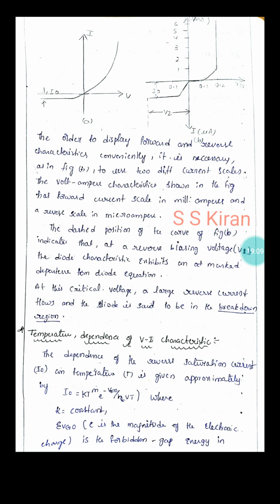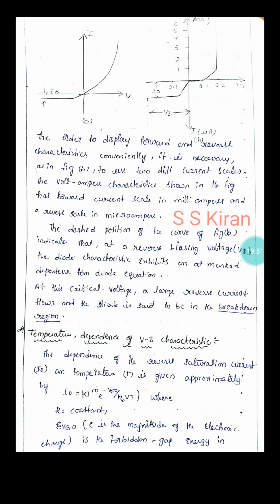The final point of these characteristics: microamperes of current is expected in reverse bias, and milliamperes of current is expected in forward bias. In forward bias, the diode is in the on condition. In reverse bias, the diode is in the off condition. At some stage in reverse bias, we can expect some reverse saturation current, called I naught. On further increasing the reverse bias, we may also get some breakdown, that is nothing but the diode breakdown. At the critical voltage, a large reverse current flows and the diode is said to be in the breakdown region.